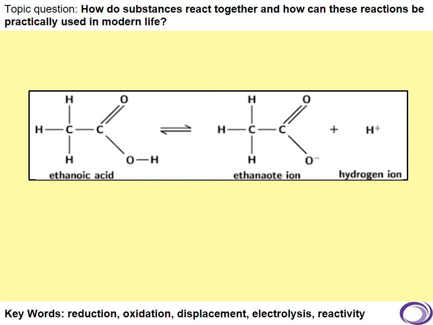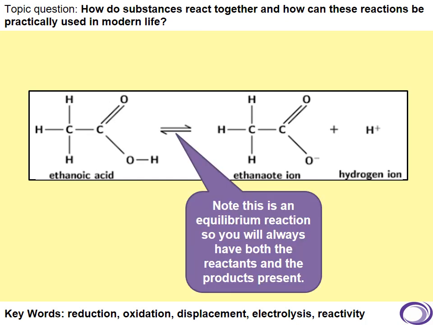If we show the diagram this time, then we can see that ethanoic acid is an equilibrium reaction when it reacts with water, and this means that at any time we will have both the reactant and the product present. So that means that not all of the molecules of ethanoic acid will release hydrogen ions.